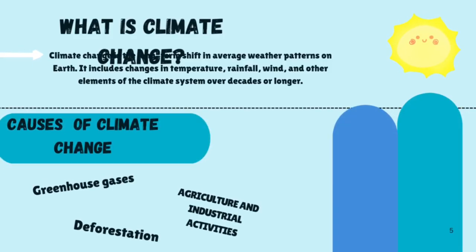So, in this slide, I'll be talking about climate change. Do you know what climate change is? If not, then let me explain. Climate change is the change in temperature, rainfall, wind and other elements of the climate system over decades. So I'm going to tell you some of the main causes that make our climate warm. The main causes are the greenhouse effect, deforestation, and agricultural and industrial activities.